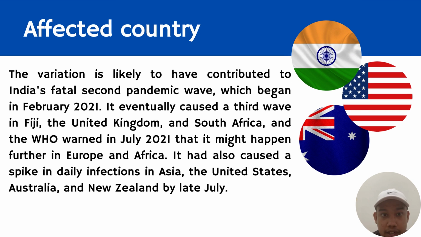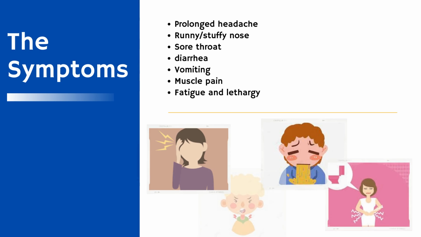What are the countries affected by the Delta variant? The variation is likely to have contributed to India's fatal second pandemic wave, which began in February 2021. It eventually caused a third wave in Fiji, the United Kingdom, and South Africa, and the World Health Organization warned in July 2021 that it might happen further in Europe and Africa. It had also caused a spike in daily infections in Asia, the United States, Australia, and New Zealand by late July.